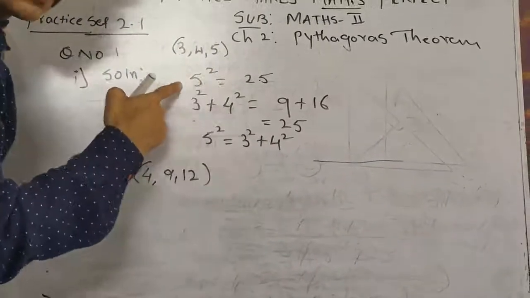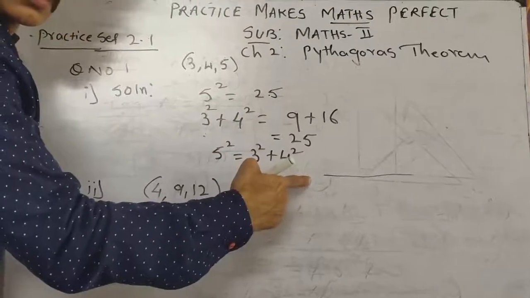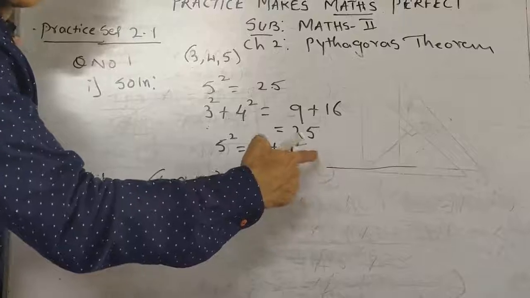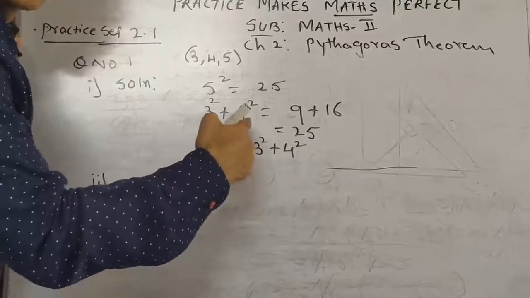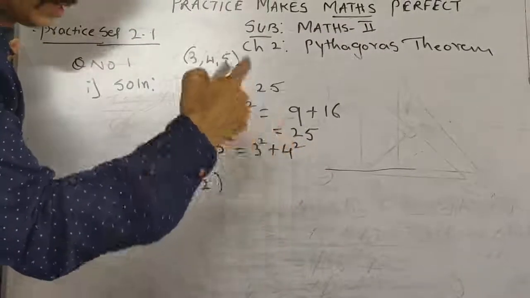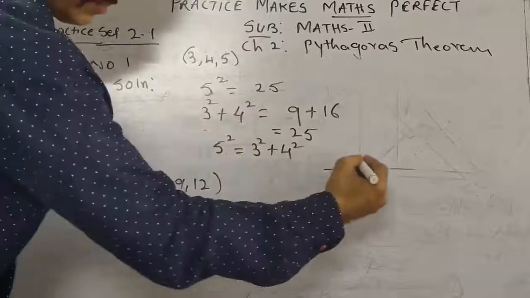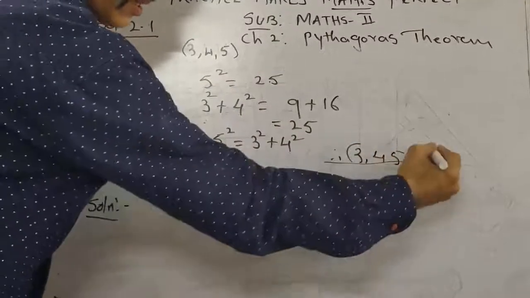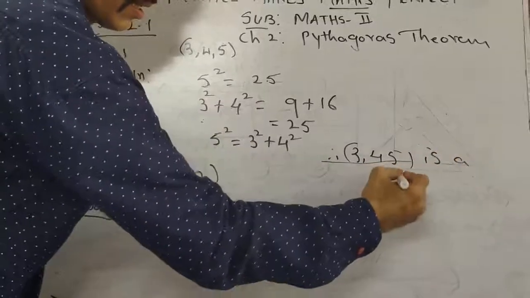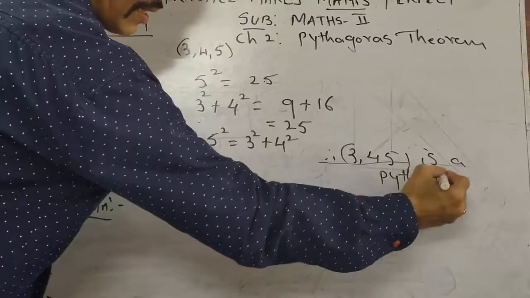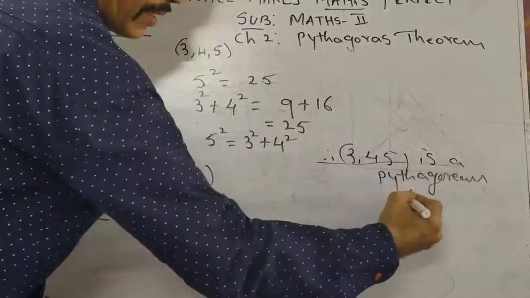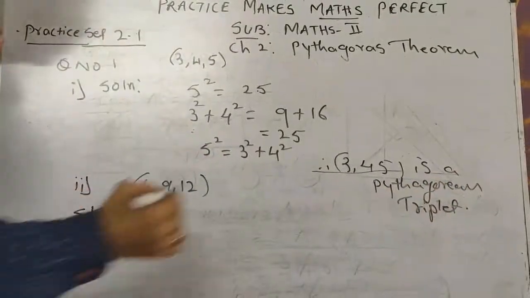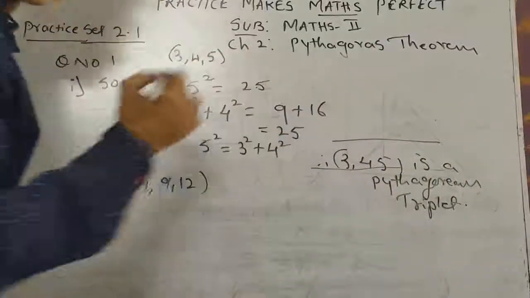The square of the largest number is equal to the sum of the squares of the other two numbers. And therefore, 3, 4, 5 is a Pythagorean triplet. Okay, first you have to write the reason and then you have to write this.